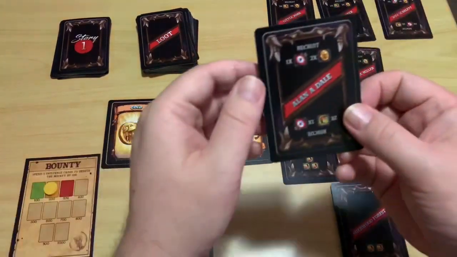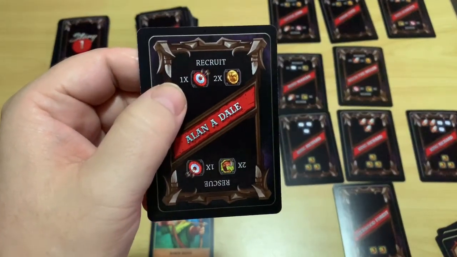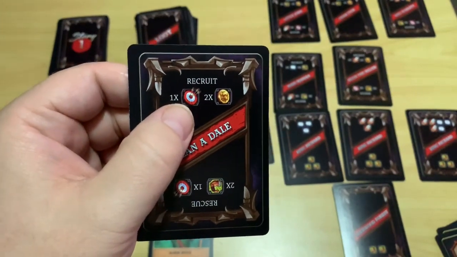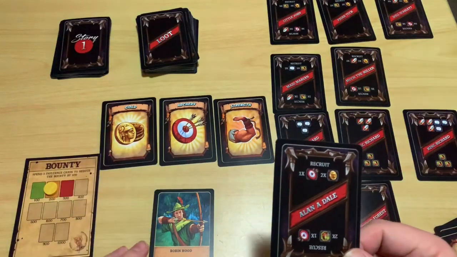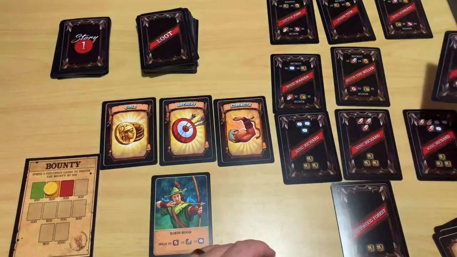So we see here, recruit. This is for Alan and Dale. We need 1 archery and we need 2 gold to be able to do that. Now we do have 1 gold card, we have 1 archery, but that doesn't matter because Robin has 3 skills discount, but we don't have enough gold.